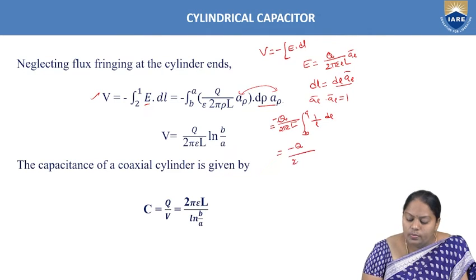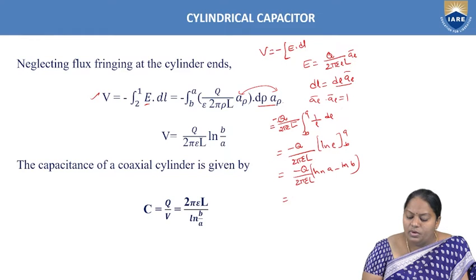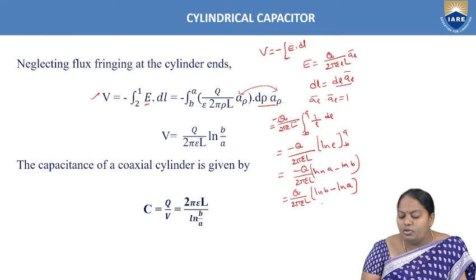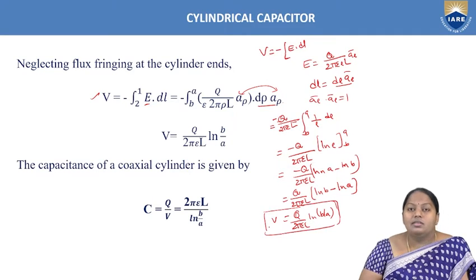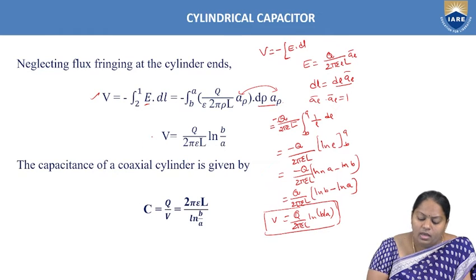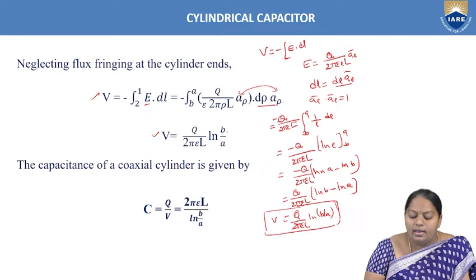Now minus Q by 2 pi epsilon L, then the integration of 1 by rho is ln of rho, then substitute limits A to B, which is equal to minus Q by 2 pi epsilon L into ln of A minus ln of B. Now if you multiply this negative with this term, then Q by 2 pi epsilon L into ln of B minus ln of A. So we know that log B minus log A can be written as log of B by A. Now from that, Q by 2 pi epsilon L ln of B by A is the value of electric potential to be obtained in the case of a cylindrical capacitor. So we have got V equal to Q by 2 pi epsilon L ln of B by A.